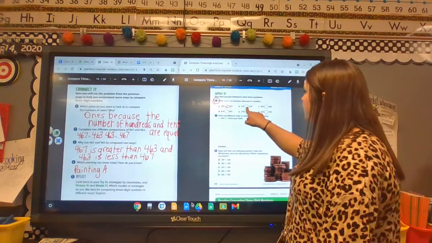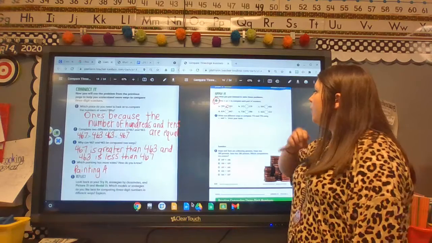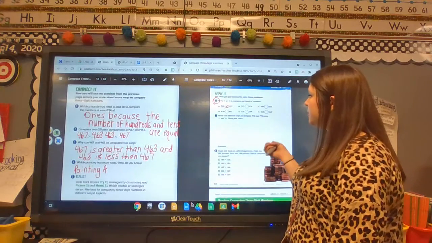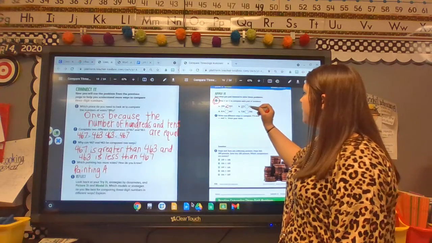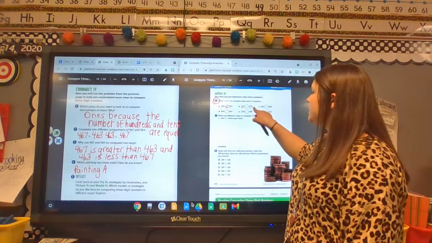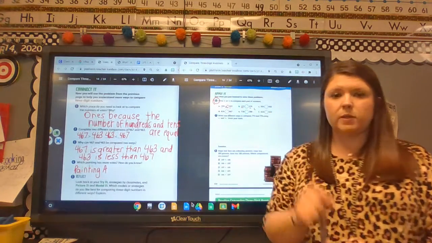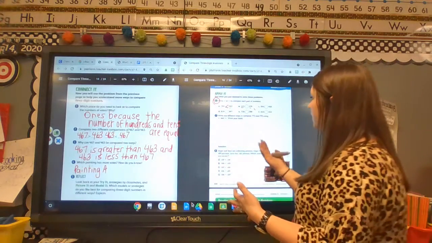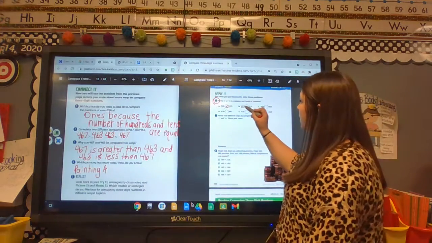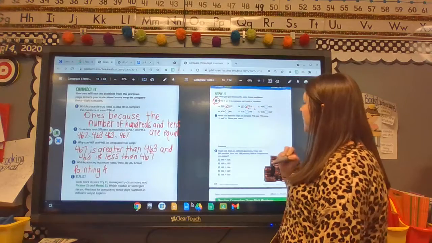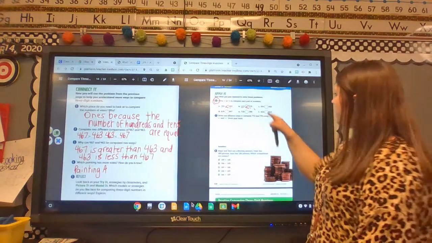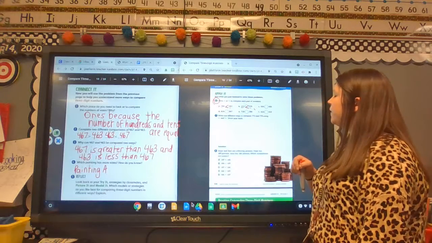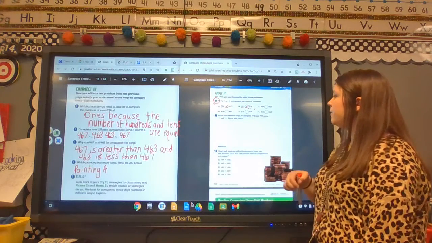All right, now let's go to B. That's the one right beside it. 372, 379. Let's compare. They both have 300s. They both have 7 10s. One has 9 ones. One has 2 ones. We know that 9 is greater than 2. So 372 is less than 379.